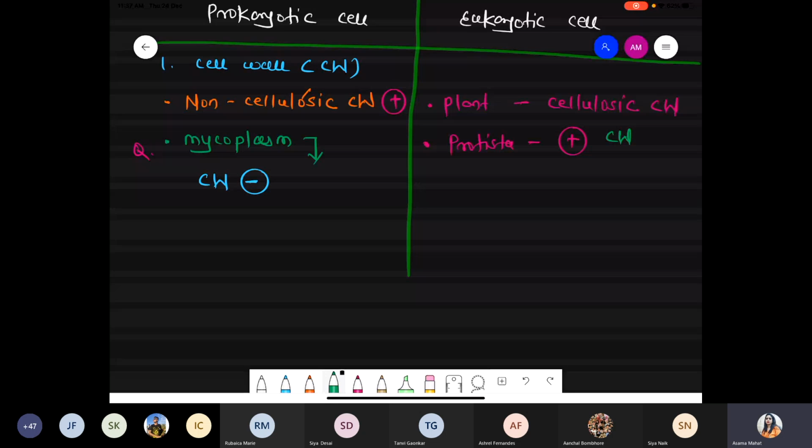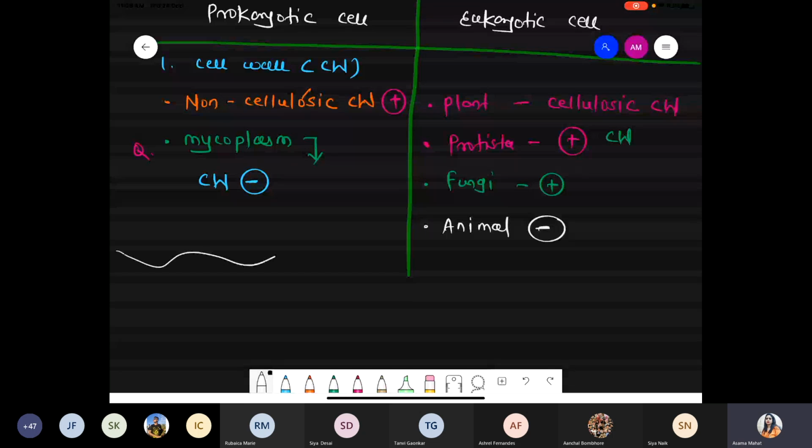Another condition we are talking about in case of the fungi: yes, cell wall is present and that is made up of chitin. So I'm just writing the word plus because you know very well, we already studied this part in kingdom fungi. Cell wall is made up of chitin. But in case of the animal, such kind of cell wall is totally absent.